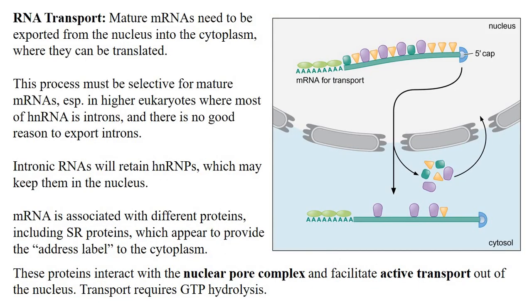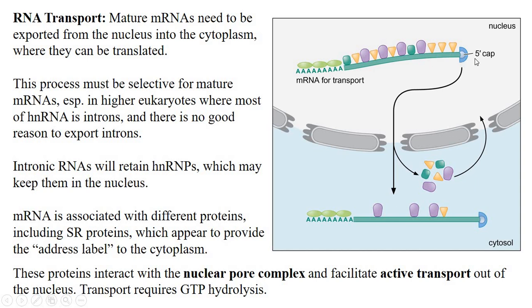Okay, so now let's talk a little bit about RNA transport. RNA needs to go out of the nucleus into the cytoplasm in order to be translated, because translation happens on the ribosomes in the cytoplasm, right? So for transport of mRNA, this mature mRNA needs to be exported out of the nucleus into the cytoplasm where it will be translated.